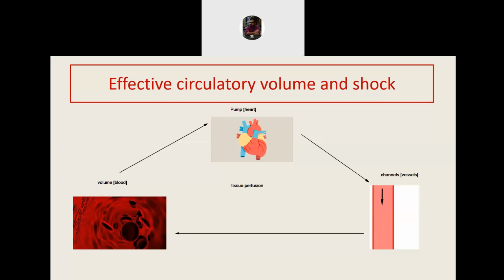Suppose the problem lies in the heart. The blood volume in the body is normal and the blood vessels are also normal to start with. Because the heart cannot pump, so there is less cardiac output and so tissue perfusion is less. So this kind of a shock, which is due to heart failure, will be known as cardiogenic shock.